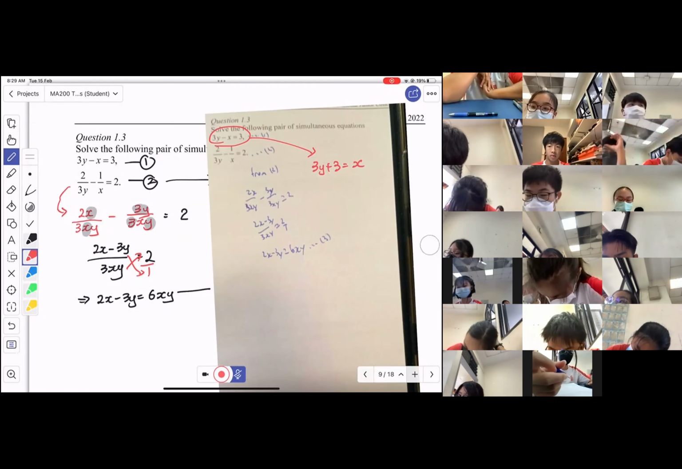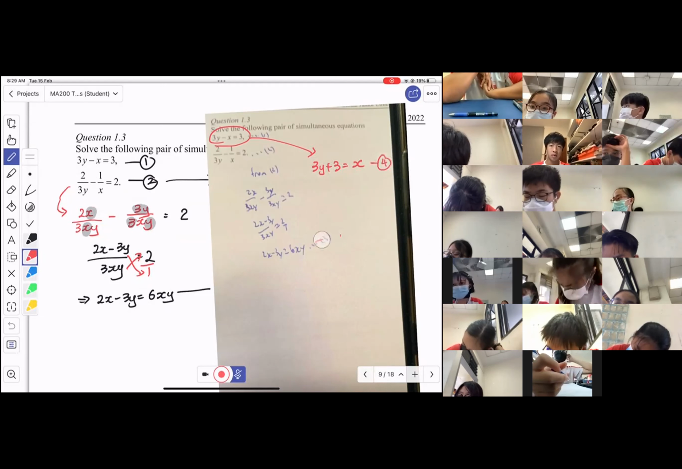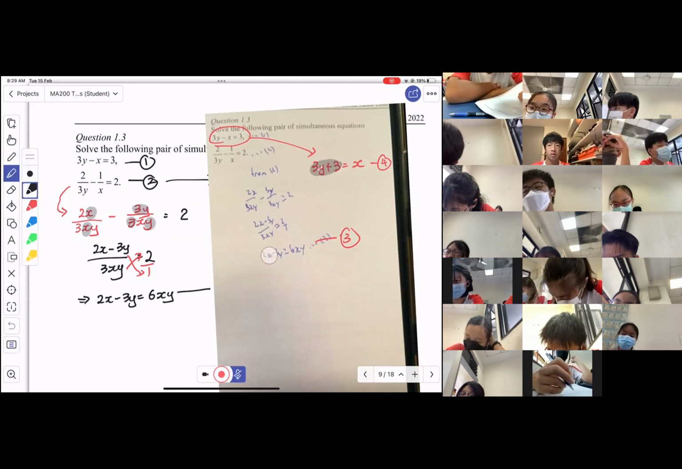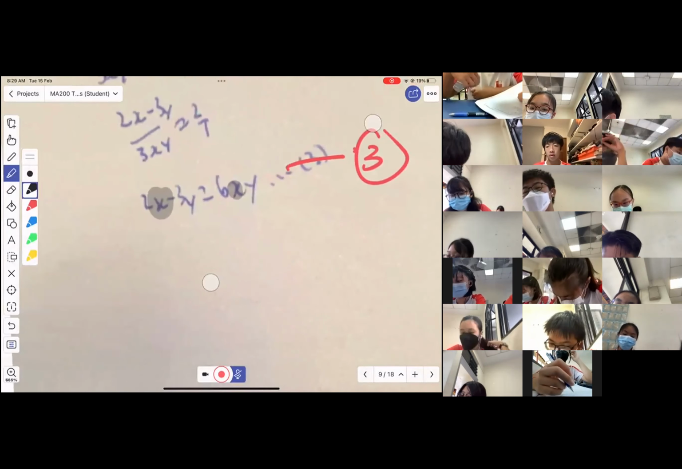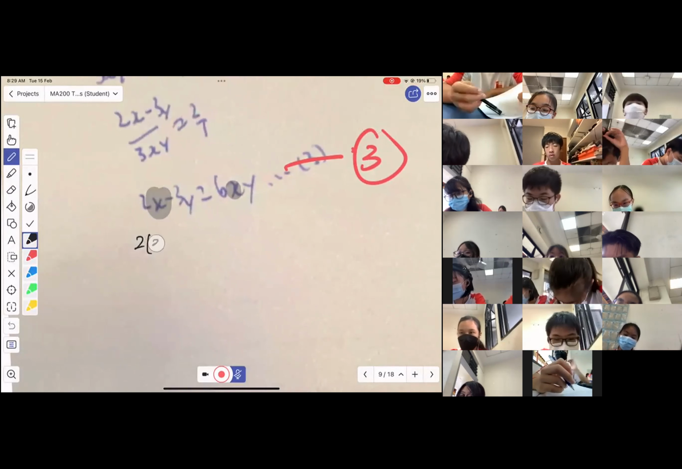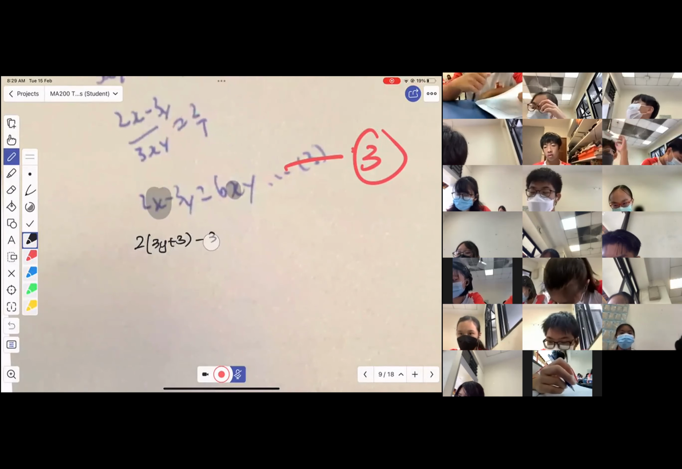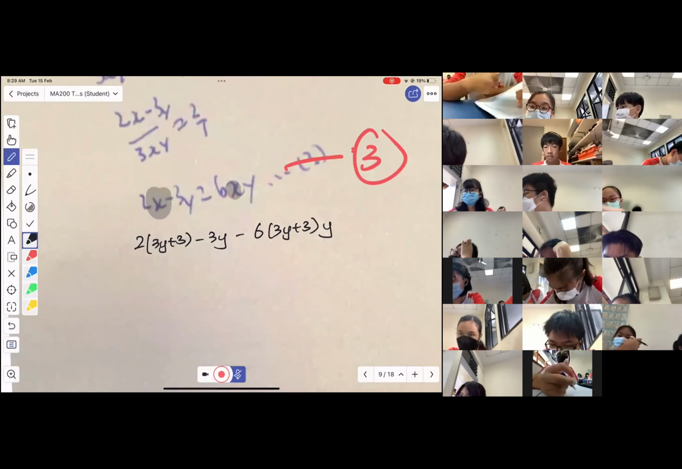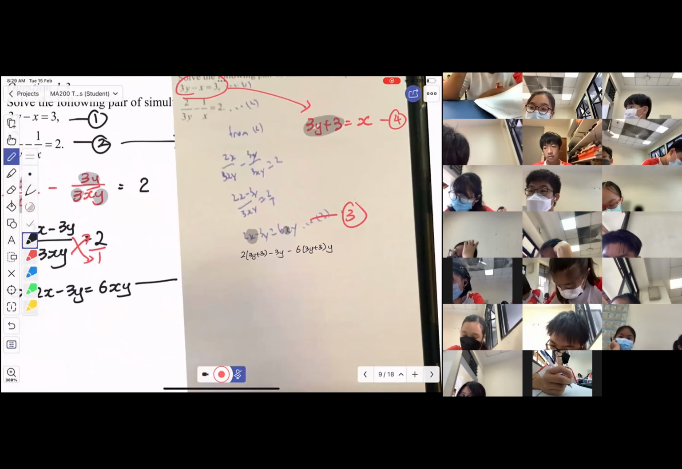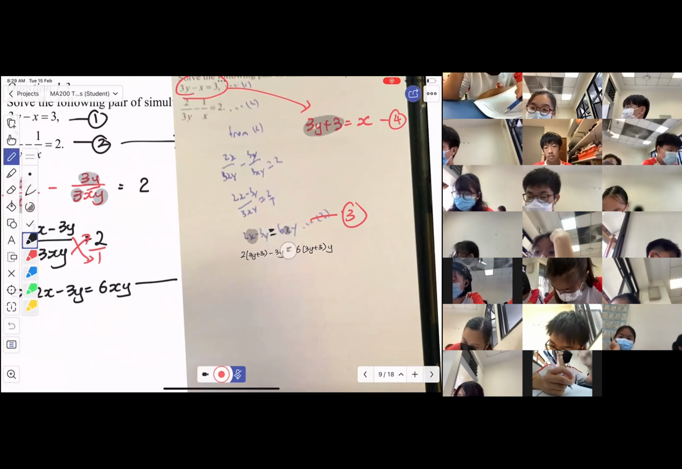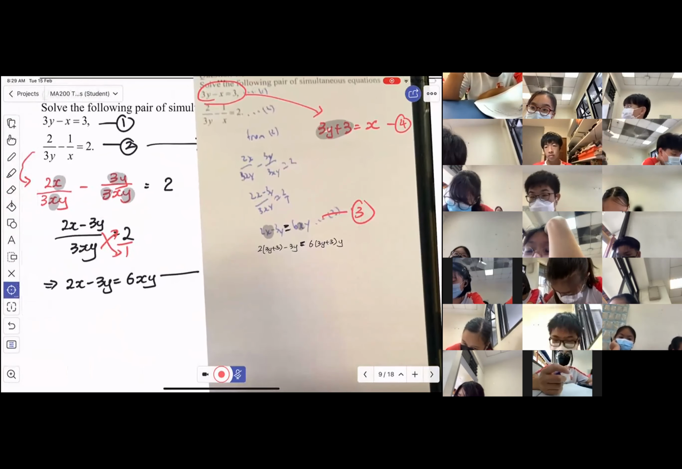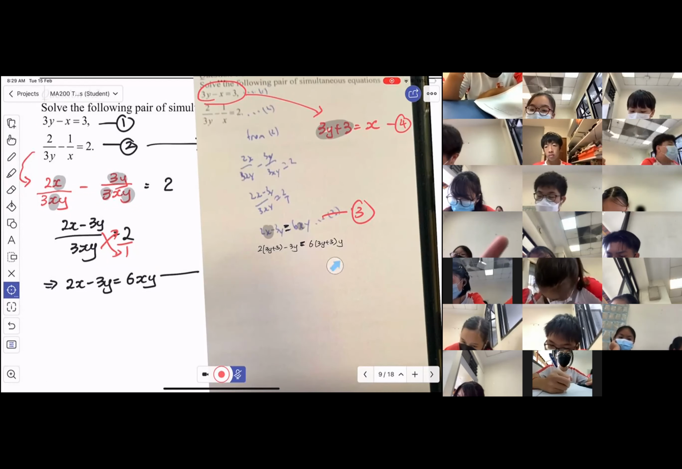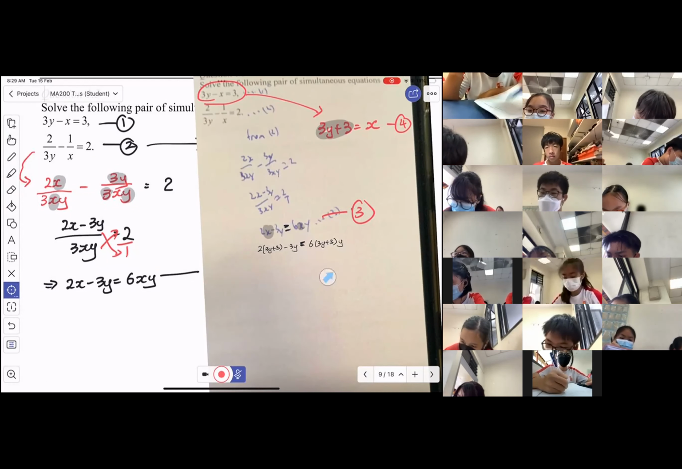This is called equation 4 and equation 3. When you sub in this 3y plus 3, it takes over this and this. So you see, 2 of 3y plus 3 minus 3y, minus 6 of 3y plus 3, y. Sorry, equal. So this is equal, right? If you take a look at this part, that's the quadratic part. There will be a y squared. Can you see? There will be a y squared.